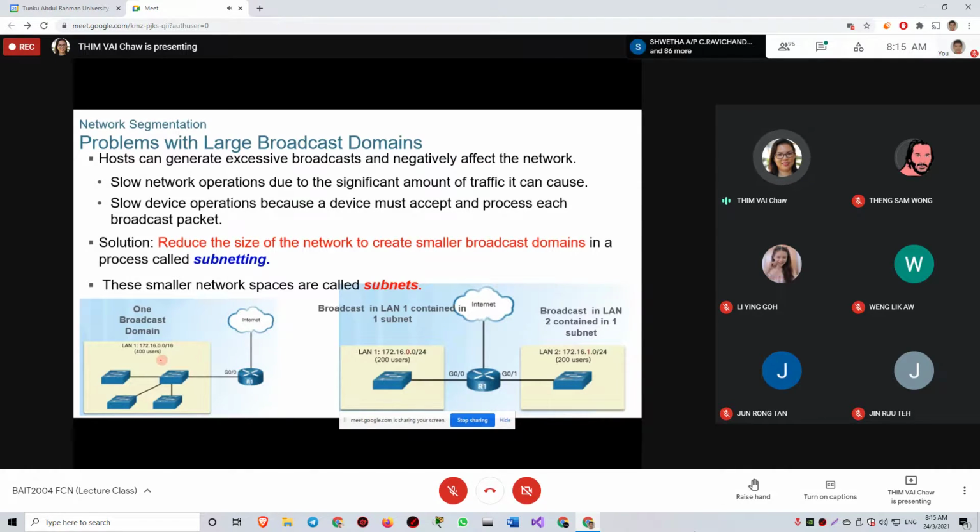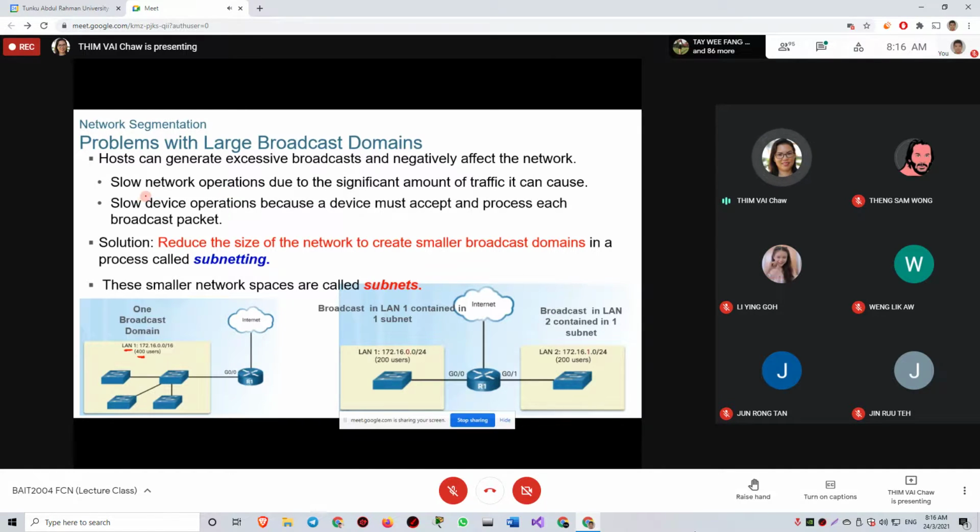So now you can have a look over here. Just now I already used this as an example. This is local area network number one. Inside there are 400 users, 400 PCs. I already mentioned that. So what is the problem? The host can generate excessive broadcast and negatively affect the network. They can create a lot of broadcast messages.